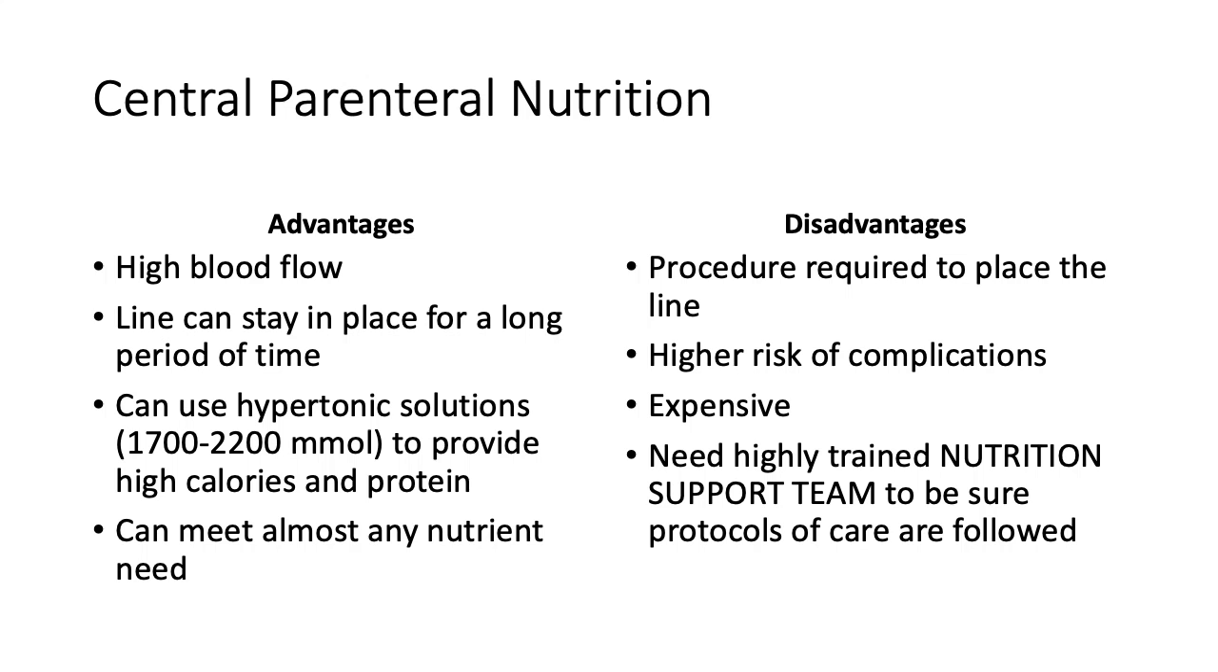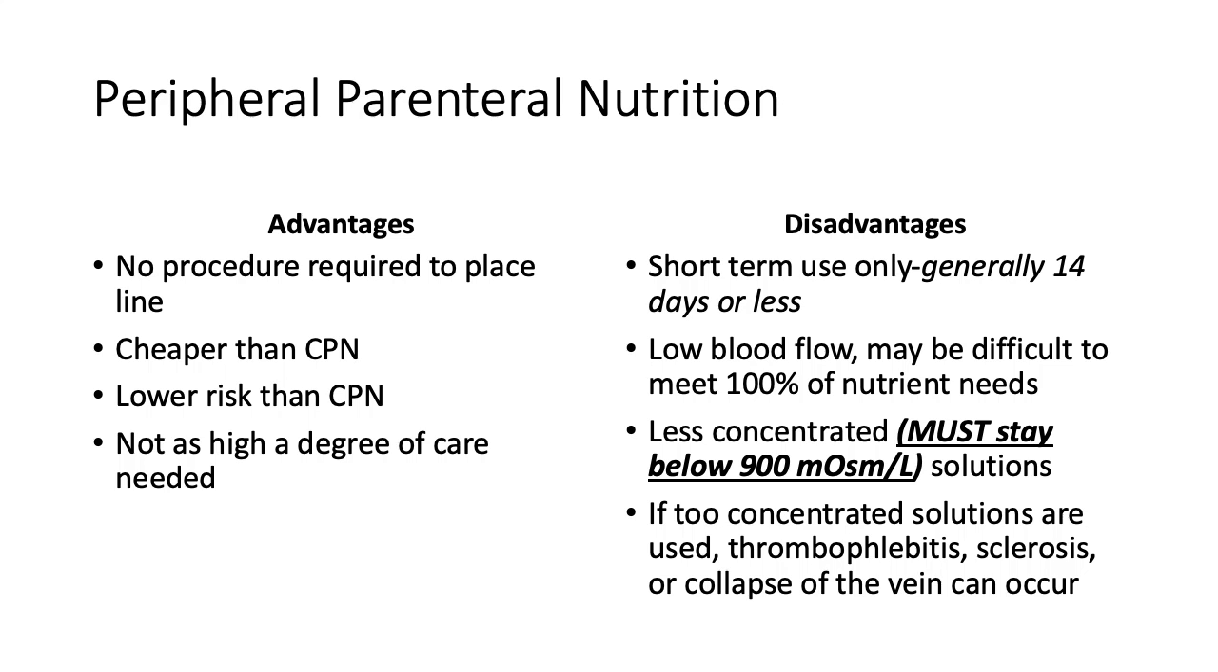Advantages of peripheral parenteral nutrition include that no procedure is required to place a line. It's definitely cheaper than CPN and has a lower risk of infection than CPN. And not as high a degree of care is required. Disadvantages: short-term use only. Generally, we're using this less than 7 to 14 days. It's low blood flow, and it may be difficult to meet 100% of nutrient needs, especially if there are volume restrictions. It's less concentrated. You have to stay below 900 milliosmoles per liter, the osmolarity.